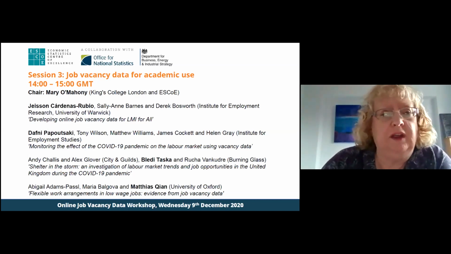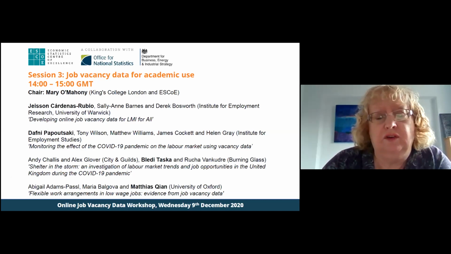So in this session, we have 4 papers again, all 4 showing how job vacancy data can be used in research. So we have speakers from University of Warwick, the Institute for Employment Studies, Burning Glass, and University of Oxford.